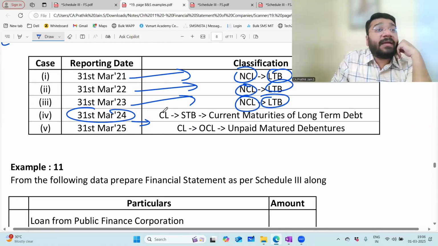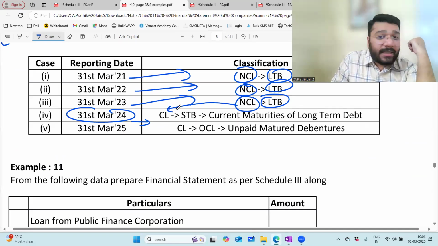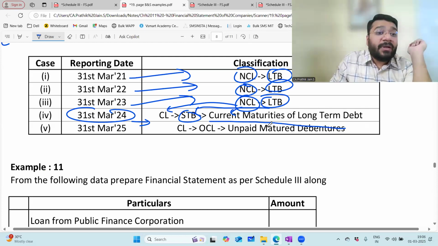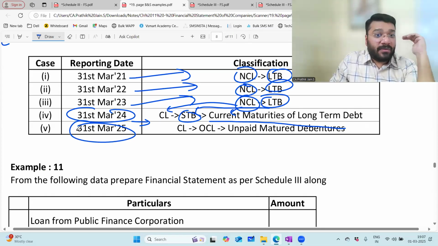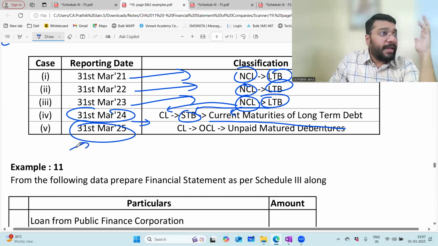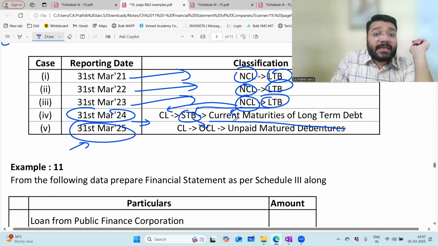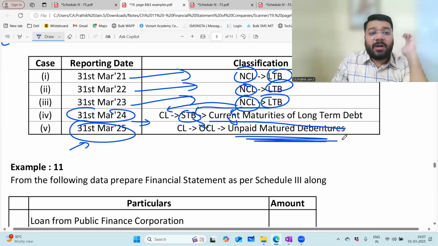On 31st March 24, you have reclassified from non-current liability to current liability, from long-term borrowing to short-term borrowing. Where in the short-term borrowing? Current maturities of long-term debt. On the date of payment, you'll reclassify. That is, in the last year, when you're reporting it, if it is still unpaid and the due date has gone by, then you reclassify from short-term borrowing to other current liabilities, and from current maturities it will go to unpaid matured debentures. Is the logic clear?